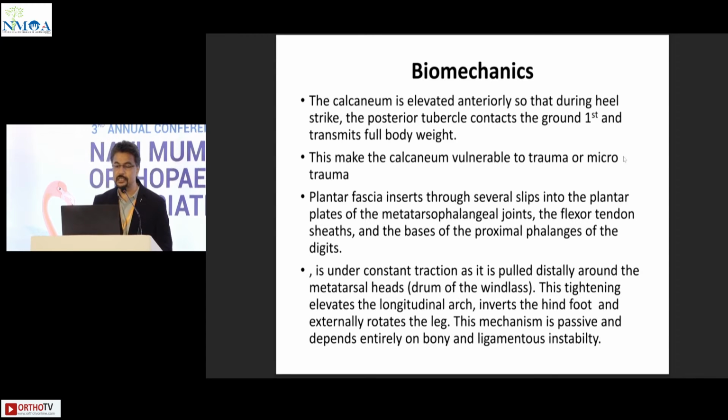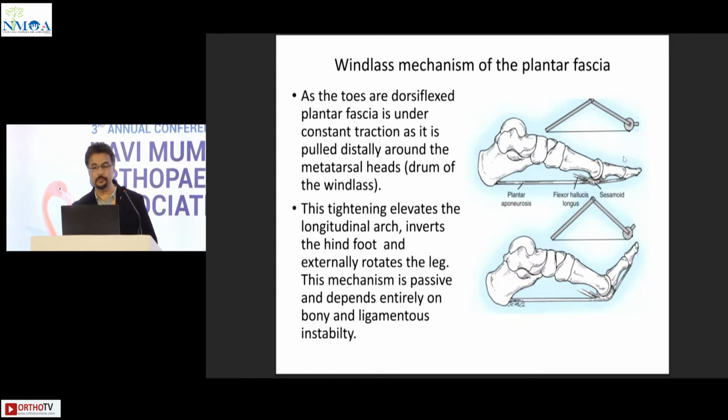Plantar fascia inserts through several slips into the plantar plate of the metatarsophalangeal joint, the flexor tendon sheath, and the base of the proximal phalanges of the digits. It's under traction all the time, pulled distally around the metatarsal head; that is the windlass phenomenon. This tightening elevates the longitudinal arch. Once the toes are dorsiflexed, the longitudinal arch is under immense pressure and it is taut. In that, the hind foot and the leg externally rotate, and this mechanism will entirely depend on your ligament stability. This is the windlass mechanism of plantar fascia.